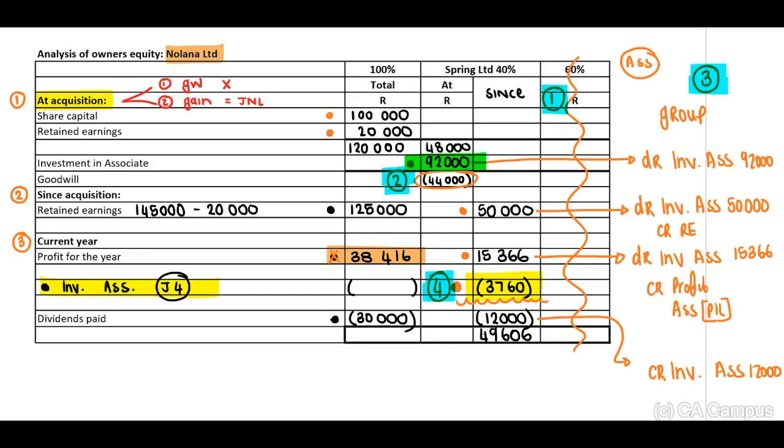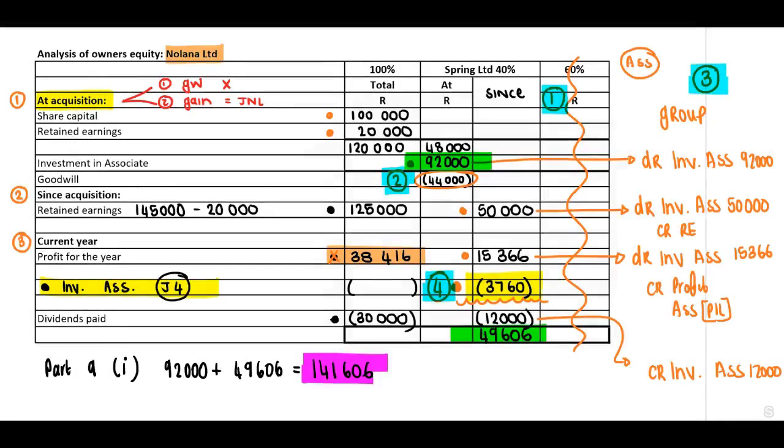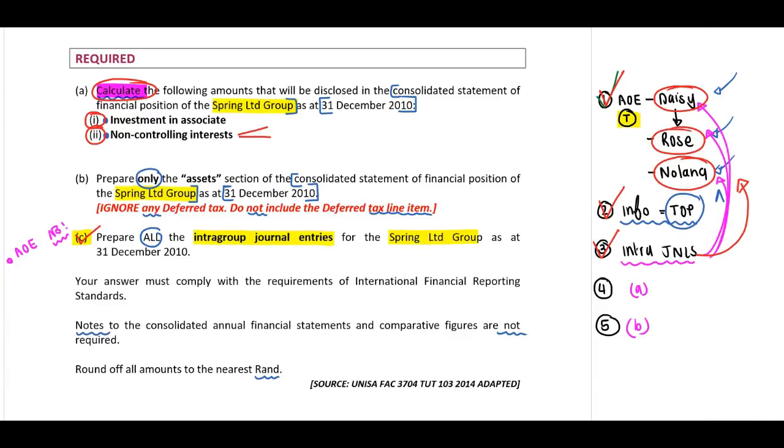This is the 92,000 plus the 49606. And this will be our Part A, number 1. When we refer back to our requirement, we have now completed A and we need to look at B.